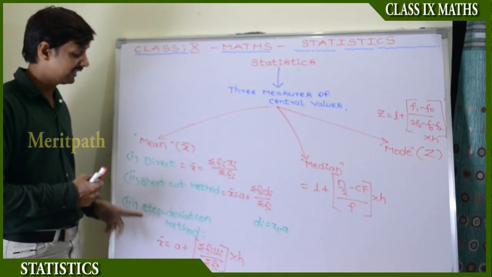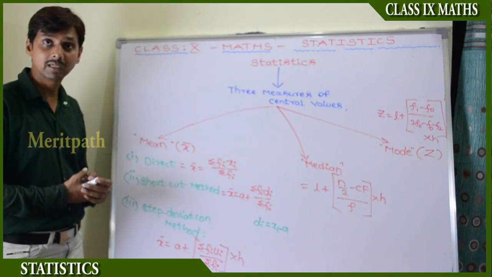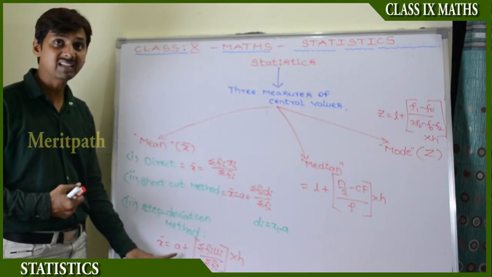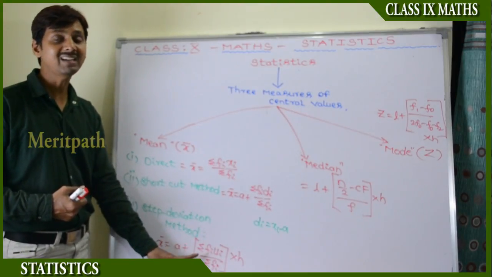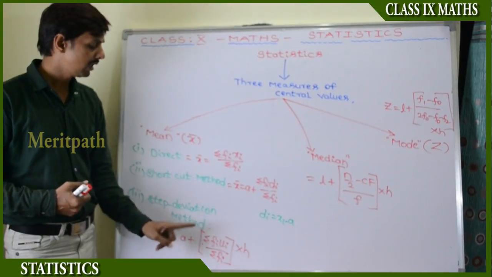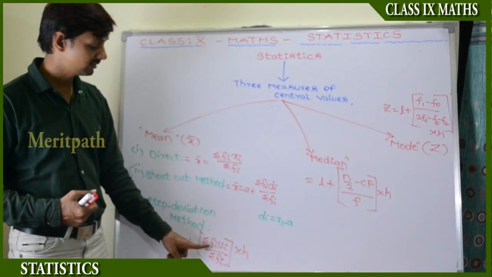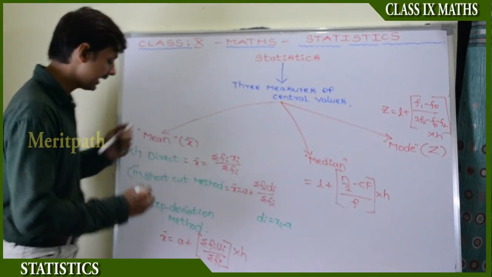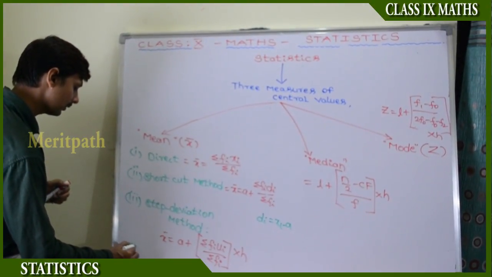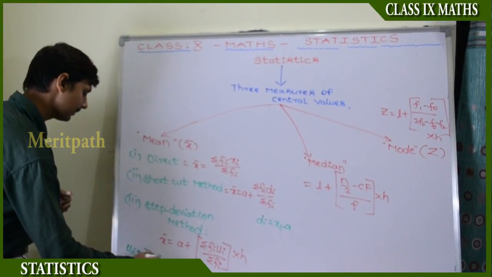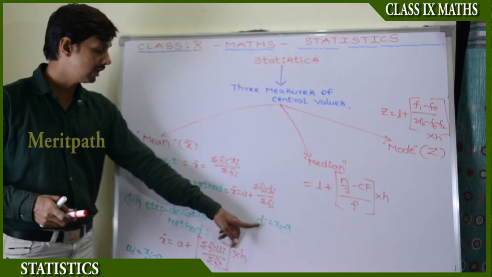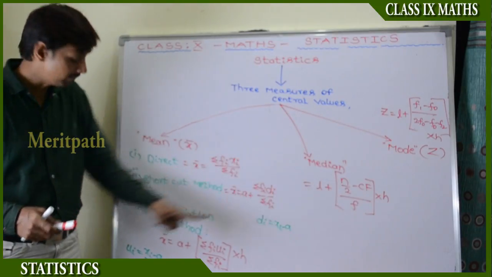The next formula is the step deviation method. The step deviation method is x bar is equal to a plus sigma fi ui by sigma fi, into h. We know that fi is the frequency, and ui is nothing but xi minus a by h, as we found in the previous formula, that is ti is equal to xi minus a.